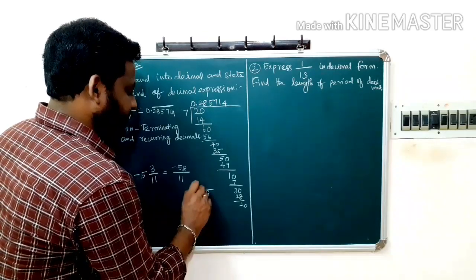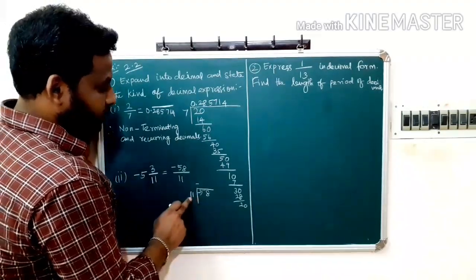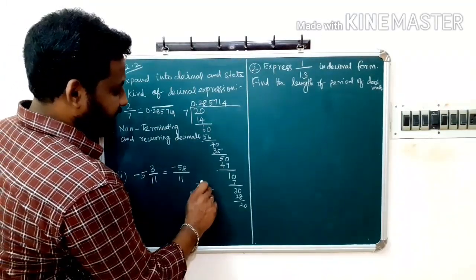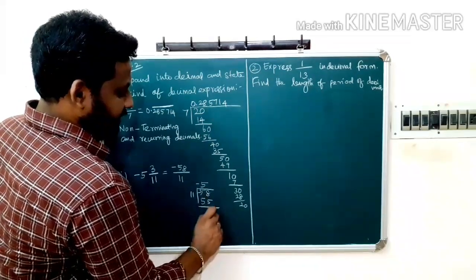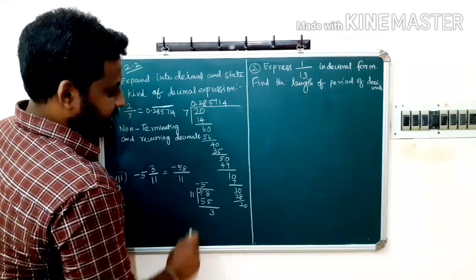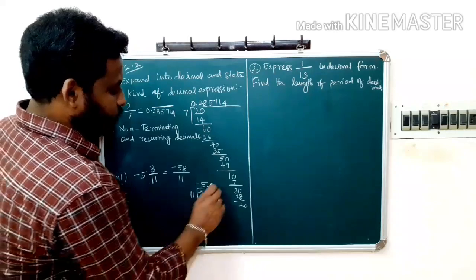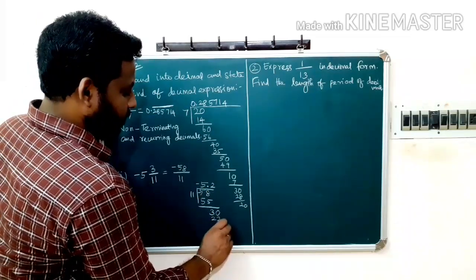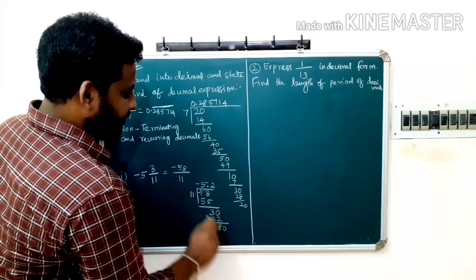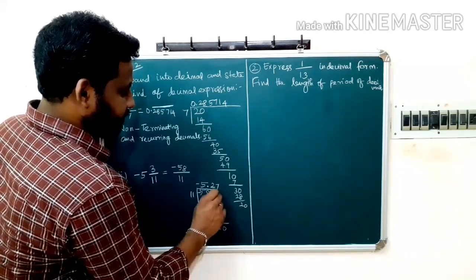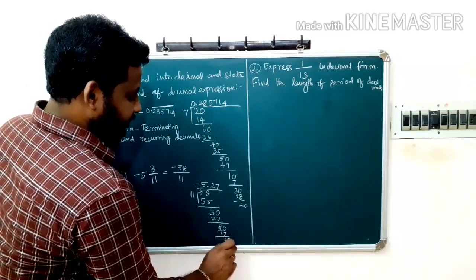So minus means here is also minus. So minus 58. How many 11s are in 58 or below 58? 5 11s are 55. 8 minus 5 is 3. Remainder is 3. Again we have to add 0. So make a decimal here. 2 11s are 22. And then the remainder is 8 again. 80. 7 11s are 77. Again the remainder is 3, 30.